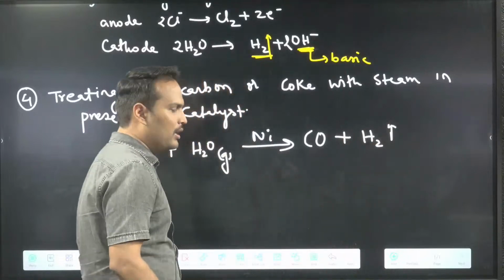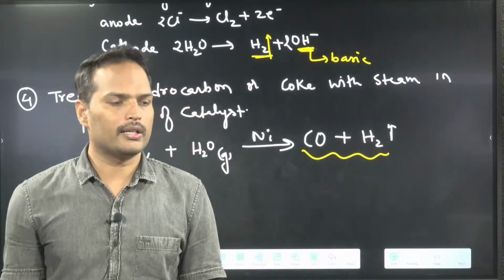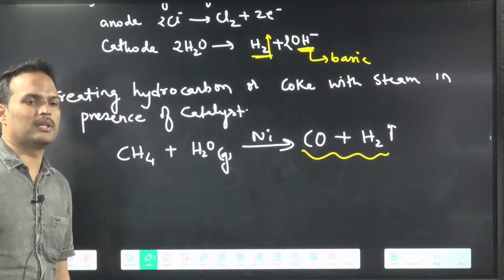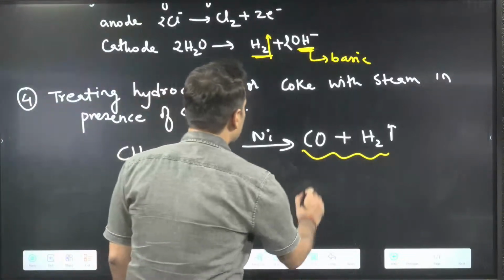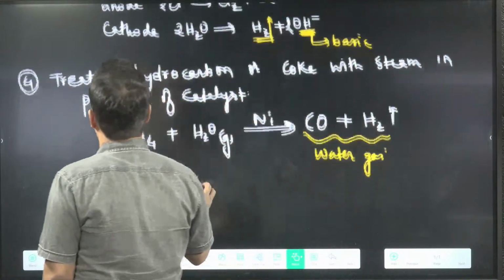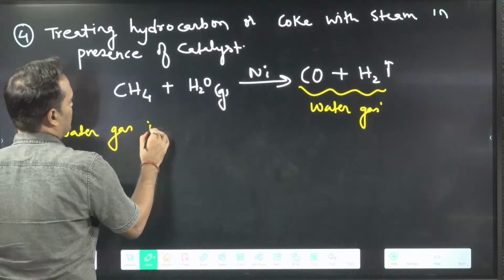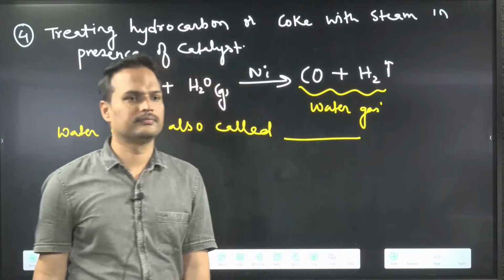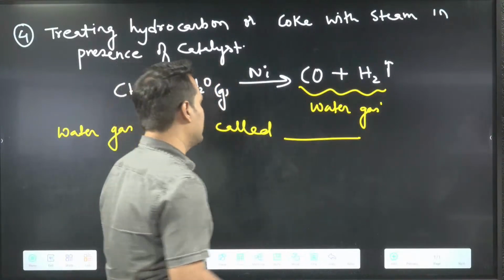Hydrogen gas is liberated. What is CO plus H2 collectively known as? Do you know? What is CO plus H2 collectively known as? जल्दी बताओ. CO plus H2 को collectively क्या बोलते हैं? This is known as water gas. Then the question arises, what is the other name for water gas? Water gas is also called what? Water gas is also called syngas.